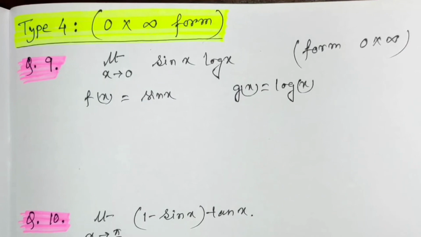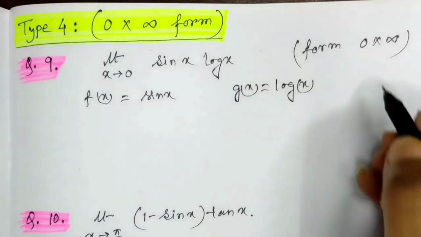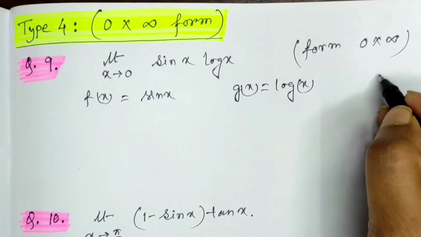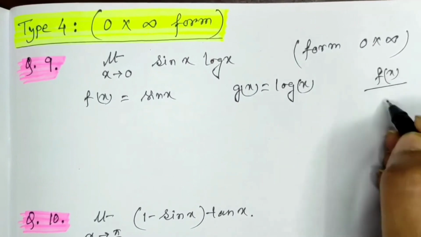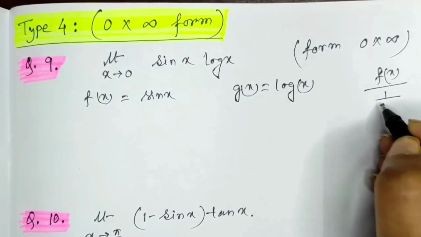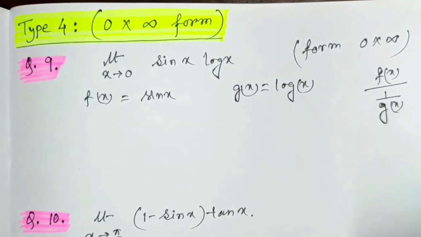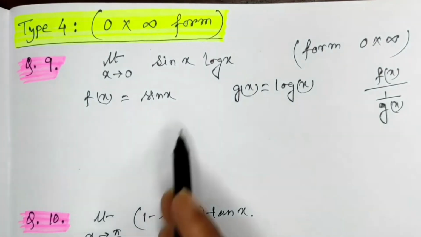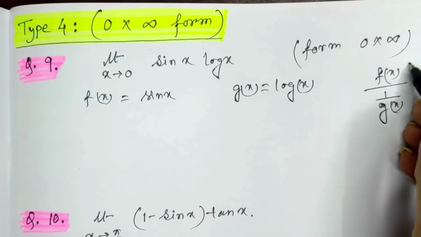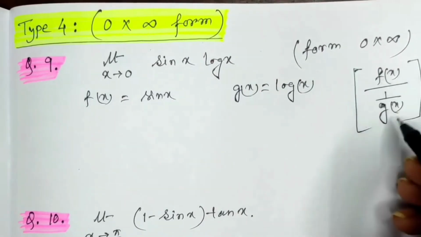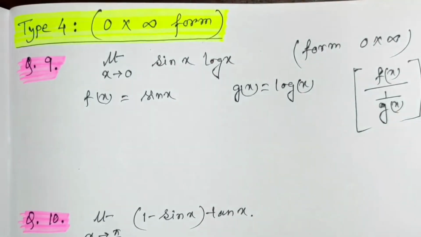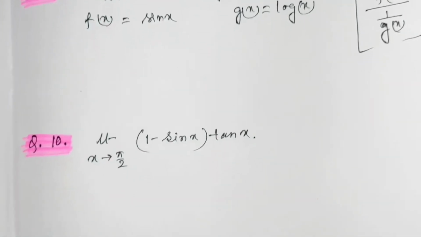And if you have this type of format, then you can write it as f(x) divided by 1 by g(x). So just have a look, we will have the same function. And if we write in this format, then it is in the 0 by 0 format. So after getting in the 0 by 0 format, we can solve in the same process. Now one more question is here.